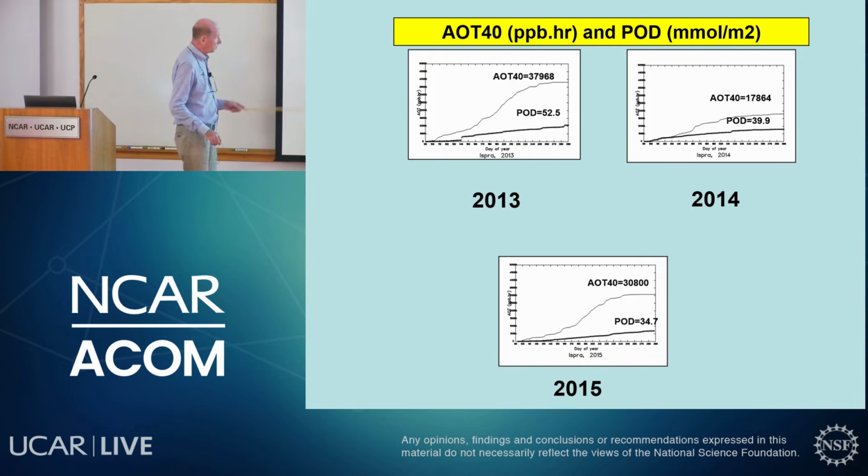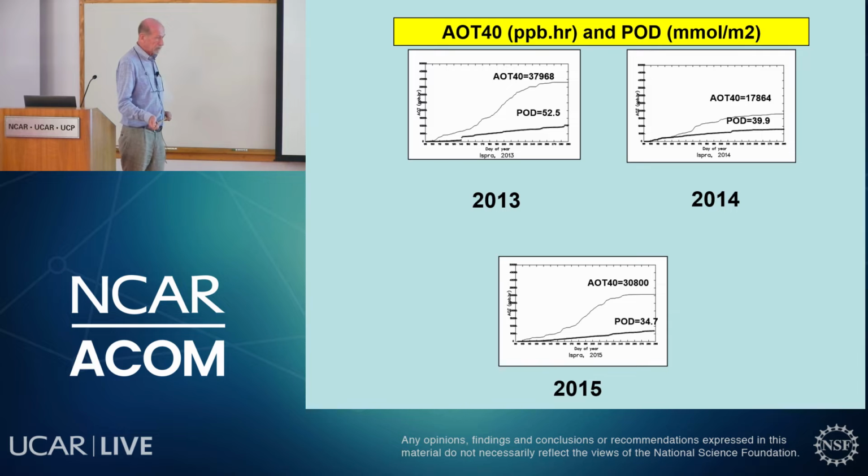So we constructed, for the 3 years I showed before, the cumulative curves for the AOT40 and the POD. And you can see that the tendencies do not correspond very well because the phenomena measured by these 2 parameters are different. AOT40 is based on concentrations, but if you have a high concentration of ozone but no stomatal uptake, you won't have damage. Of course, instead, if you have very active stomata and little ozone, you can have more damage.